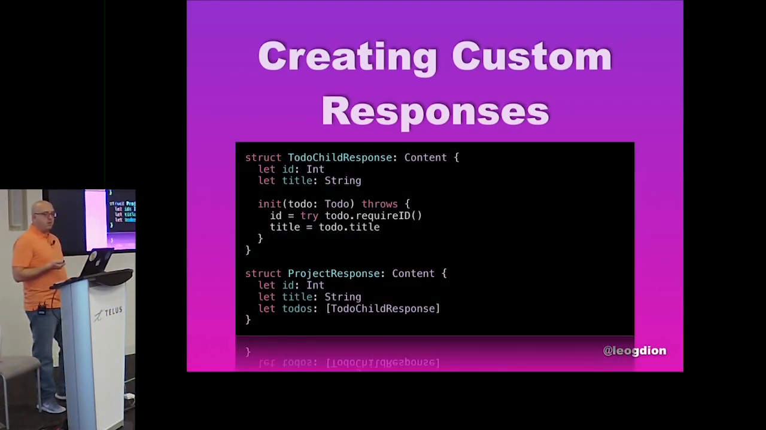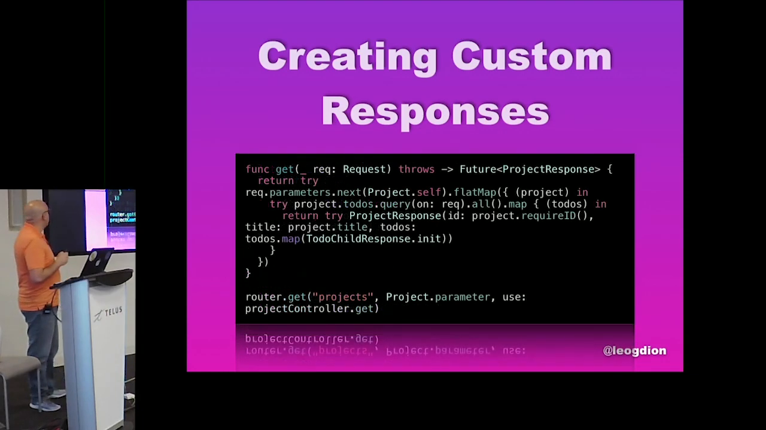So here's an example of a customized response type. I don't like how to-do has a project ID, so I got rid of that in this response type. This is a separate type, completely different. And then I want to create a new project response type, which then has basically an array of to-do child responses. This is going to be a lot easier when we have somebody get a specific project from the database. So here's an example of how we'd go ahead and do that.